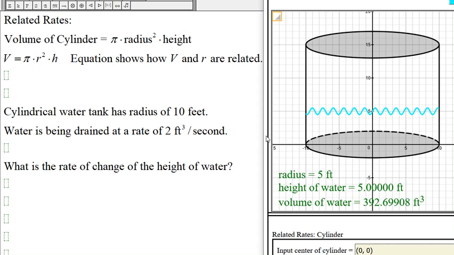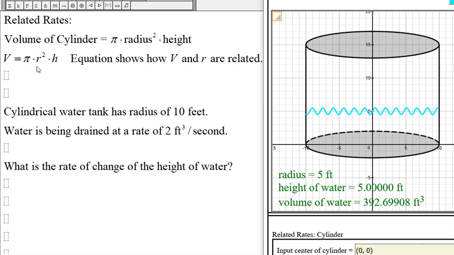And so what we'd like to know is, if water is coming out of the tank at a rate of 2 cubic feet per second, what is the rate of change of the height of the water? We know it's going to come down, but how fast is it changing? Again, the height of the water is just the base of the cylinder up to this level right here, up to the water. So that's what we're looking for.